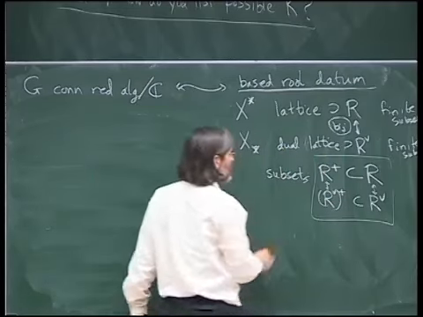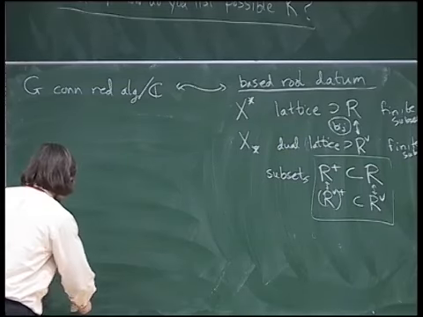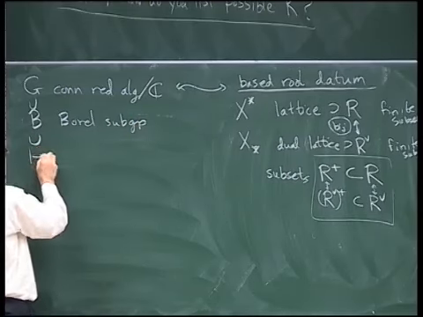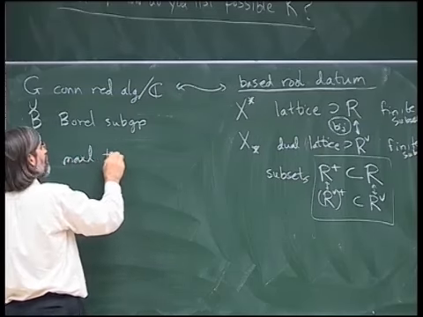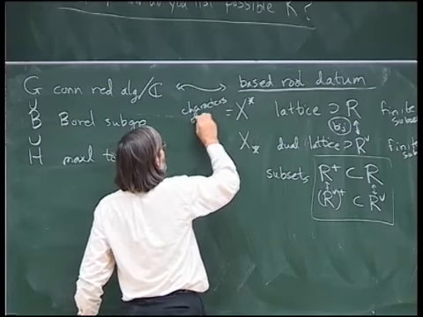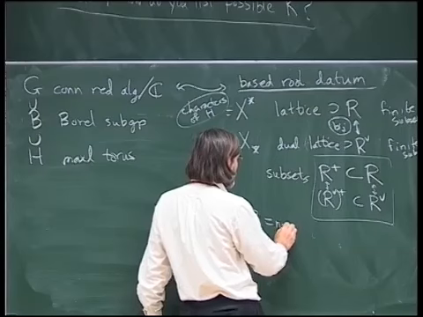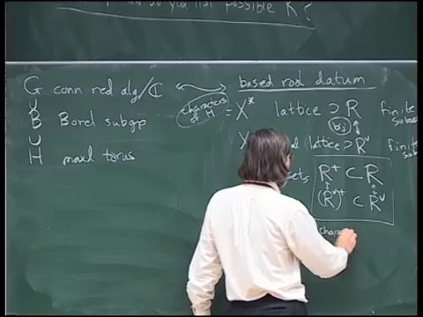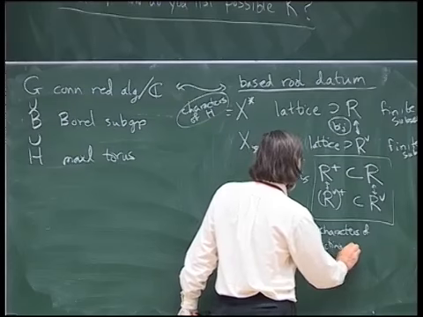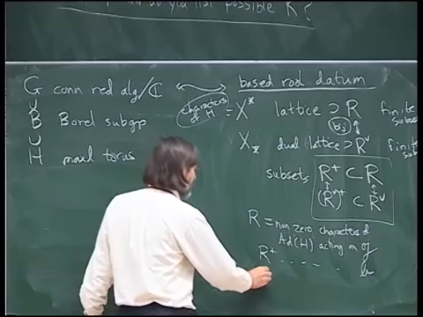I'm not going to write down what all of these things are, but if we have a Borel subgroup B and H a maximal torus, then this X upper star is the lattice of characters of H, and R is the non-zero characters of ad H acting on the Lie algebra of G, and R plus is the same thing for B, and so on.